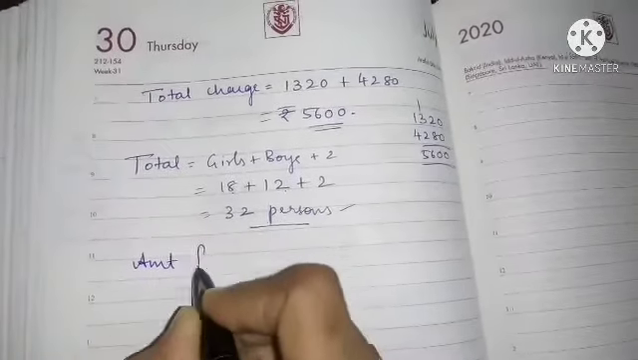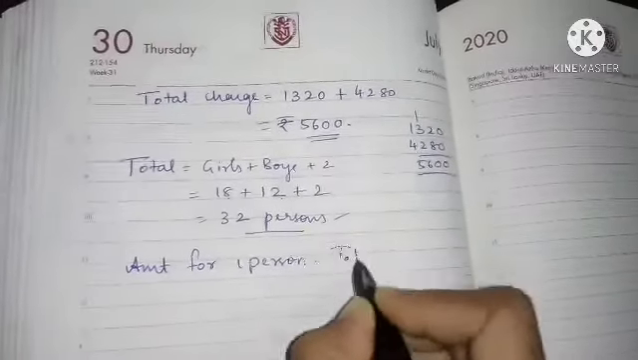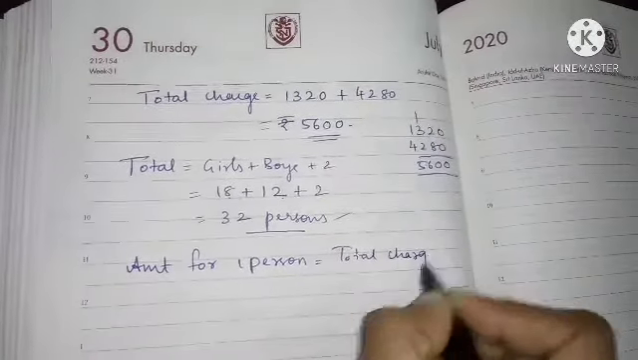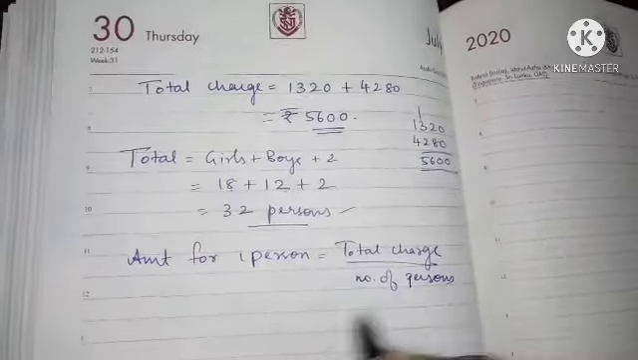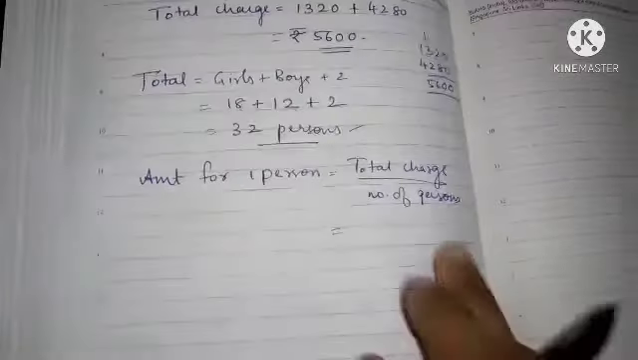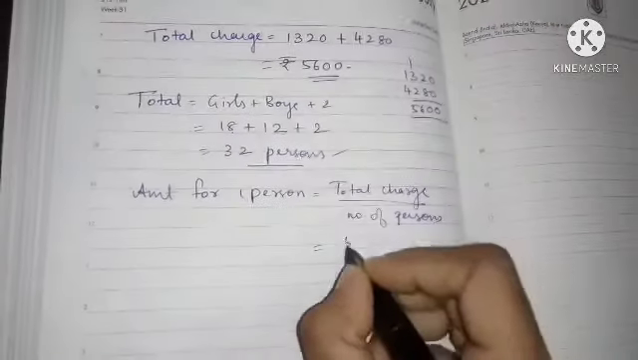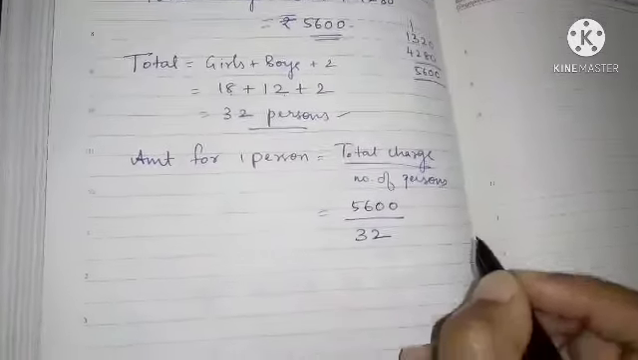So the amount for one person is equal to the total charge divided by the number of persons. Correct? Total charge is how much? 5,600 divided by 32. Can we divide this?